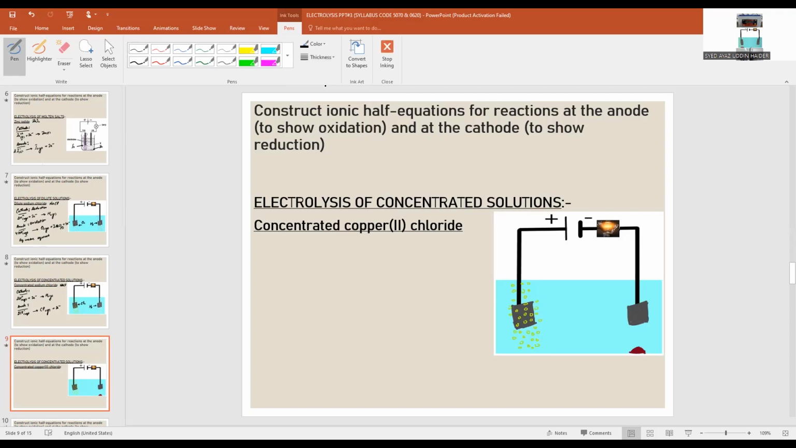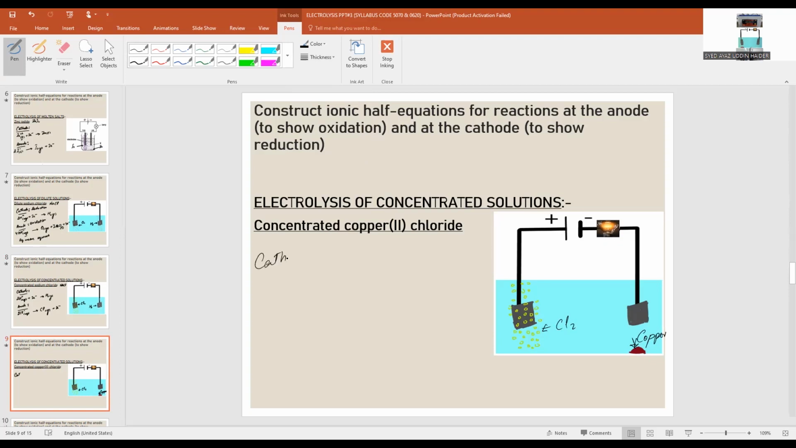Aqueous copper 2 chloride. You know that metals below hydrogen get discharged because they have high ease of discharge and low difficulty of discharge as compared to hydrogen ions. So here we will get copper ions gaining electrons at the cathode like this. This one is copper metal and this one is chlorine gas.